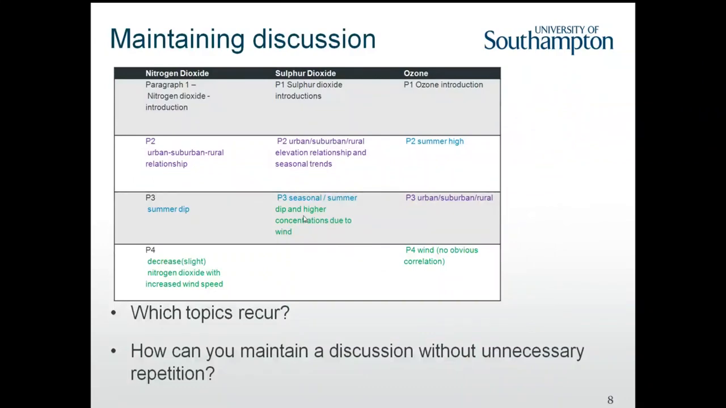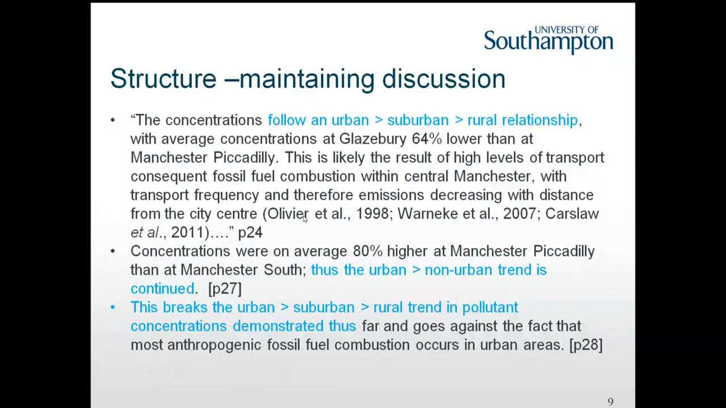So then it's looking at where you've got topics that reoccur, how can you maintain the discussion without unnecessary repetition? So we've had this urban-suburban-rural coming up between the 3 different gases, as well as the summer dips, as well as the wind. How can you maintain that discussion? I think the student did this quite effectively. The first time the urban-suburban-rural relationship was mentioned, they said, the concentrations follow an urban-suburban-rural relationship, with average concentrations at Glaisbury 64% lower than at Manchester Piccadilly. This is likely the result of high levels of transport consequent fossil fuel combustion within central Manchester, with transport frequency and therefore emissions decreasing with distance from the city centre.